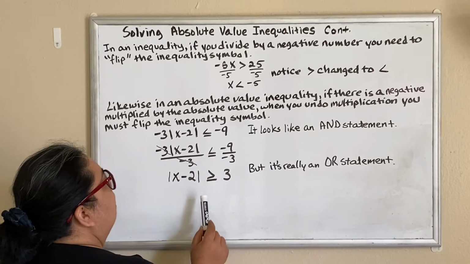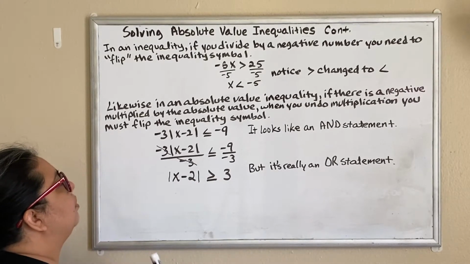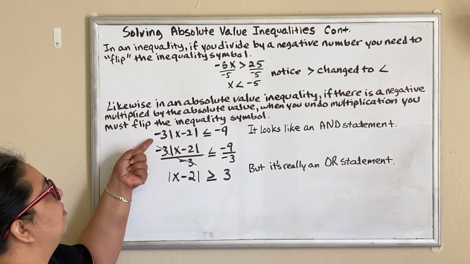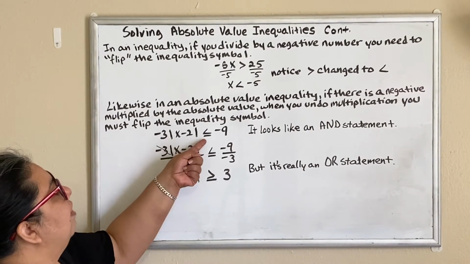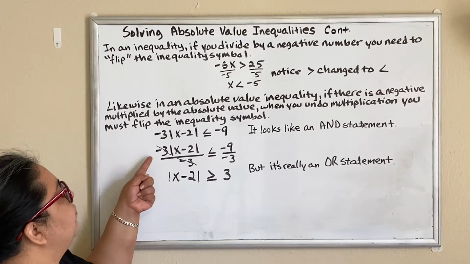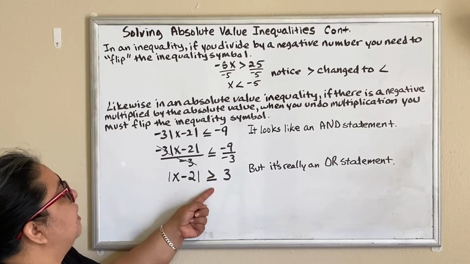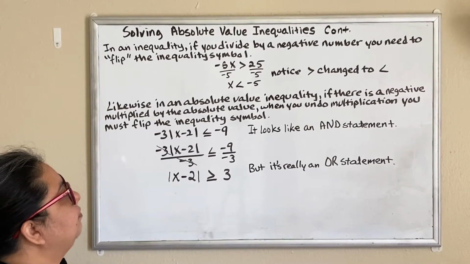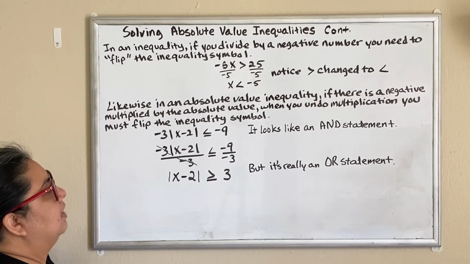So you have to be careful. Do you have an and statement or do you have an or statement? If you don't have a negative being multiplied, you don't have to flip your inequality. But if you do have a negative, then you need to make sure you flip your inequality. Be very careful with that. So let's move on to our examples.